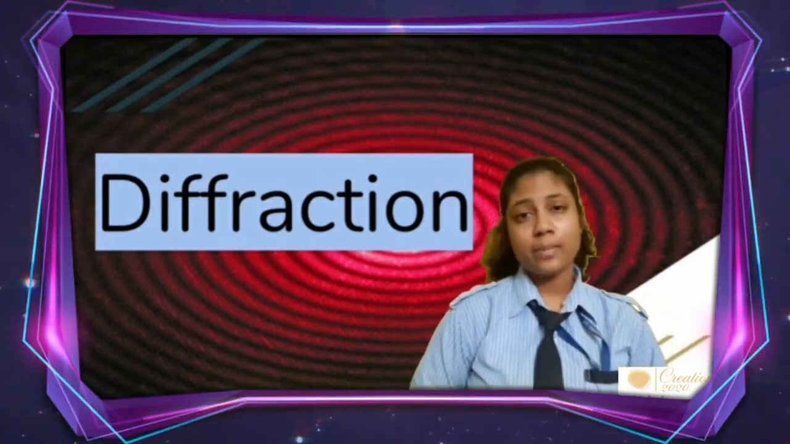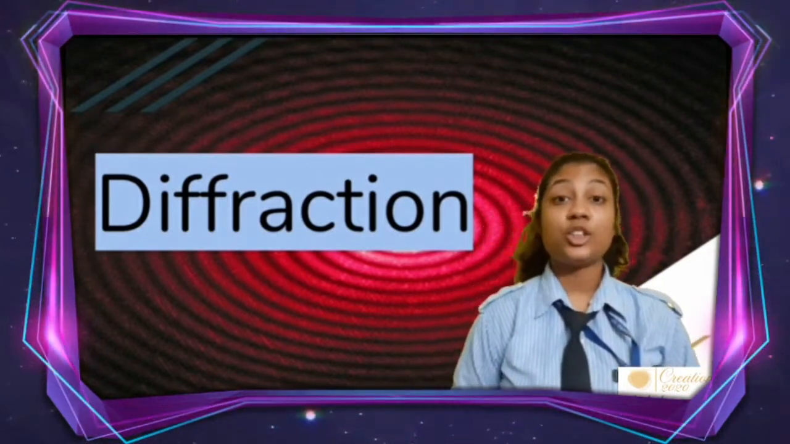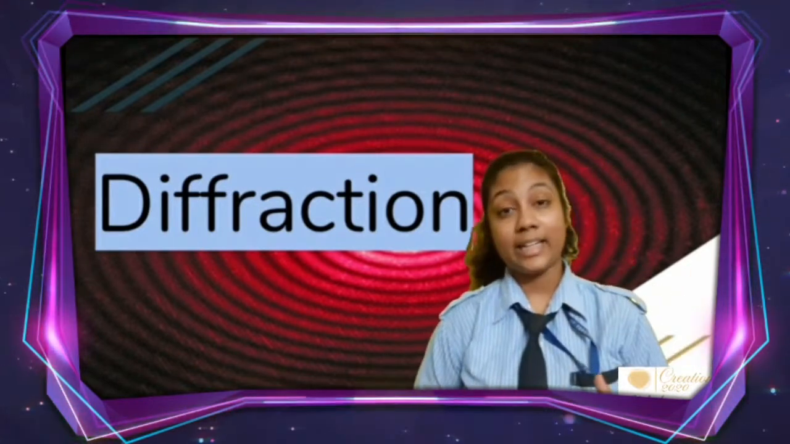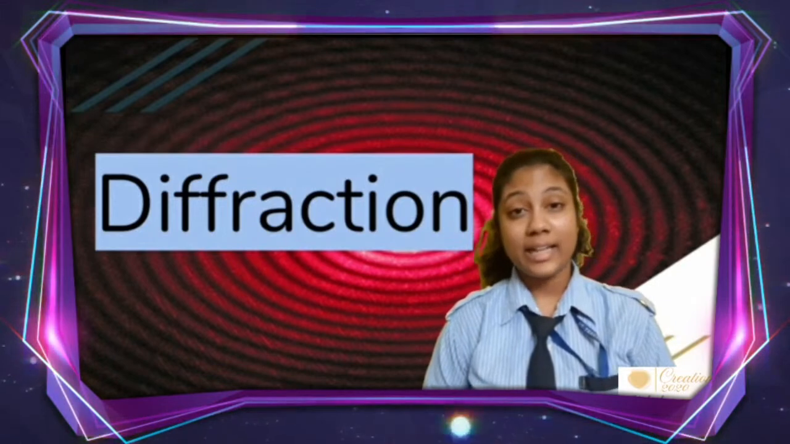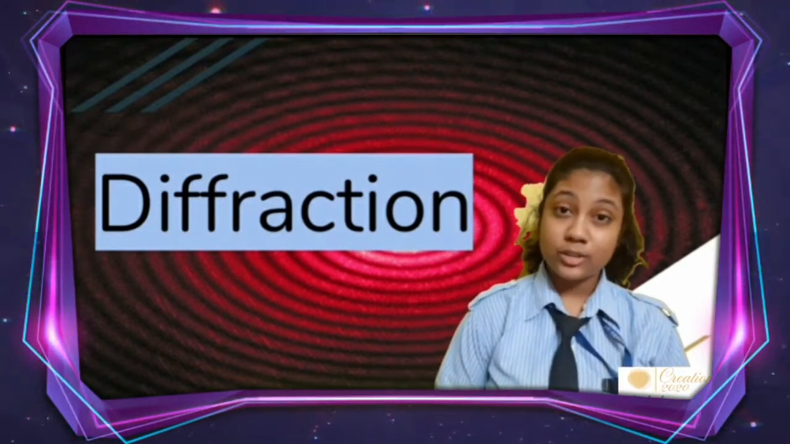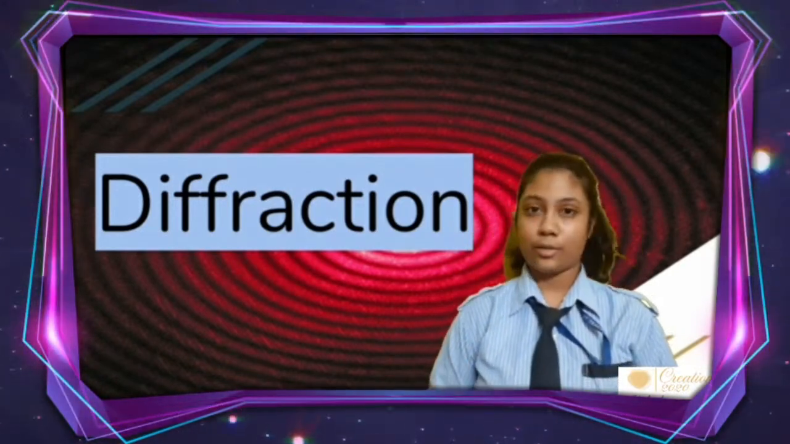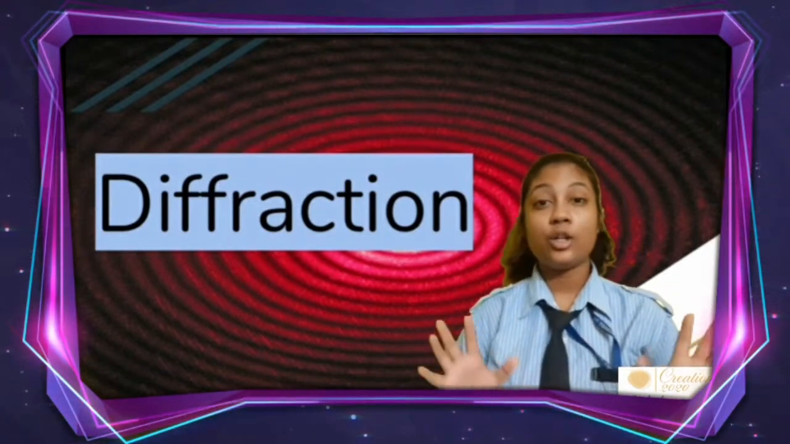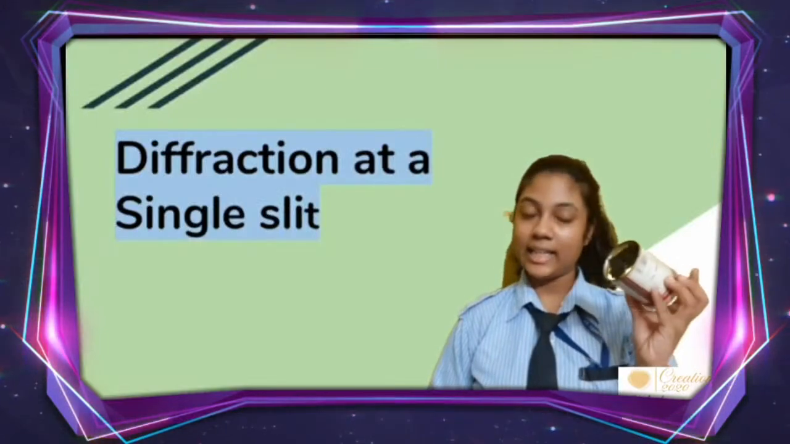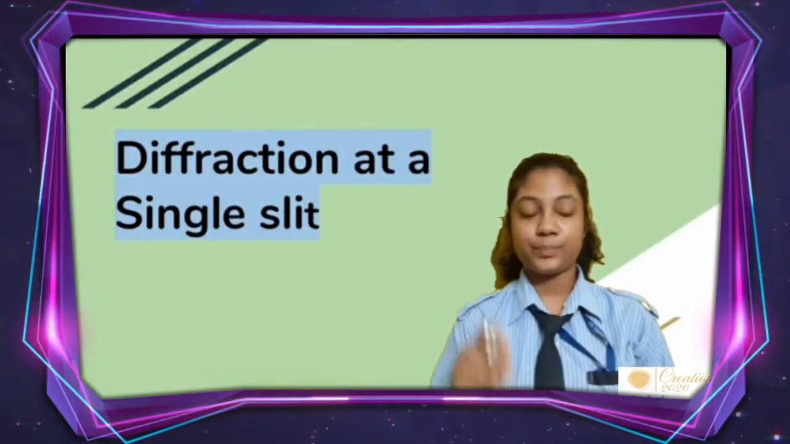So what do we mean by diffraction? Diffraction is the bending of light around an obstacle, and hence spreading of the light into the regions of geometrical shadow. To demonstrate this experiment, I'll need two things: a tin can and a laser light.